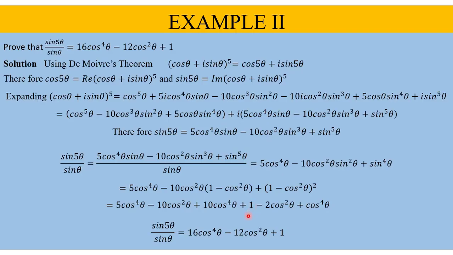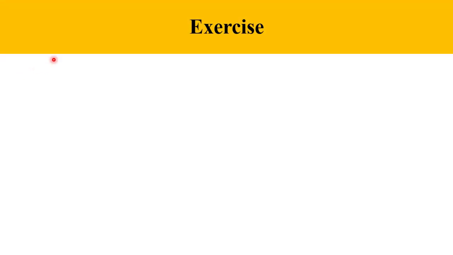So that will be the proof for this identity of sine n theta divided by sine theta. Those are the two examples on how we can use De Moivre's theorem to prove trigonometrical identities. Then an exercise: you can try some of these three numbers.